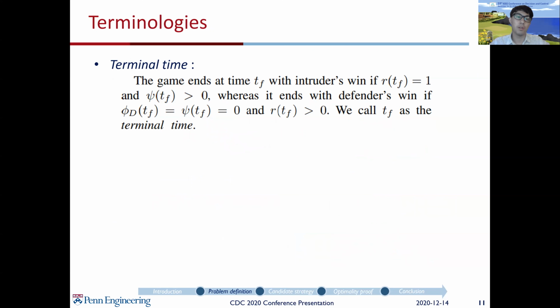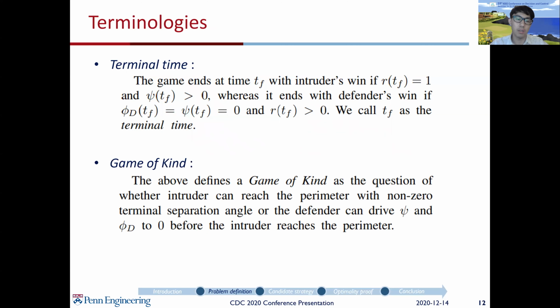We define some terminologies. First, terminal time is the time t_f when the game ends. We can define this variable so that we know the condition for the game to end. And game of kind is defined as the question of whether the intruder can reach the perimeter.